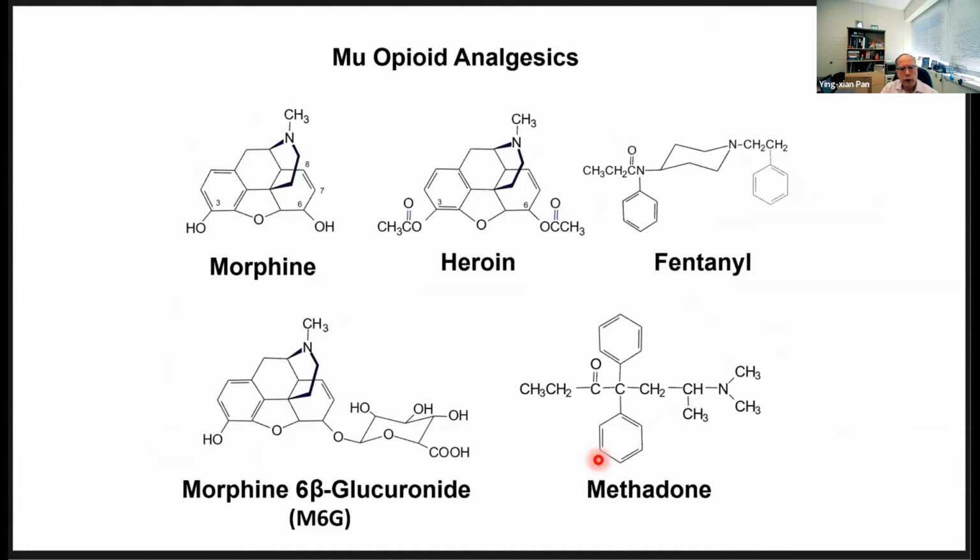Here shows the structure of several commonly used mu opiates. Morphine has a benzyl ring structure. Heroin we also call 3,6-diacetylmorphine. M6G has a glucuronide at the 6th position. M6G is actually 100 times more potent than morphine, especially with intracerebral administration. Whereas fentanyl and methadone, with totally different structures, are all synthetic opiates.